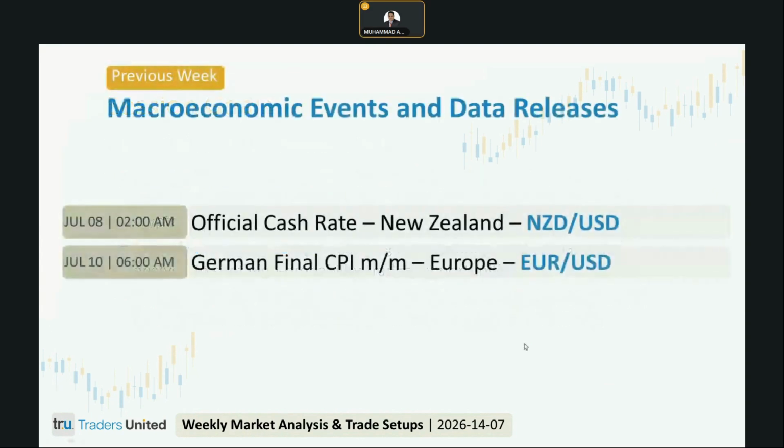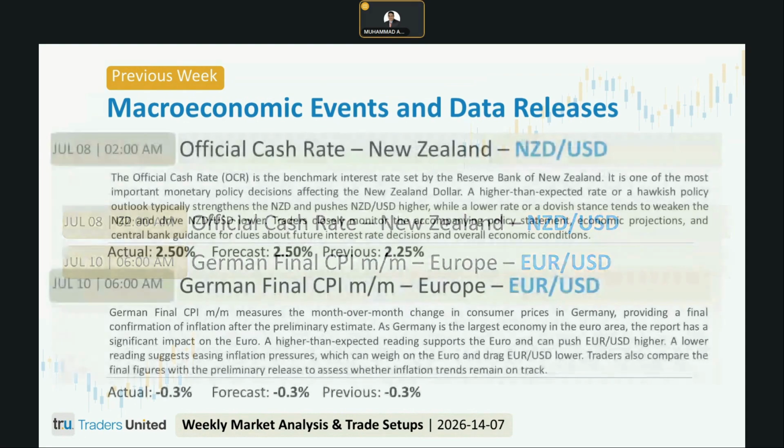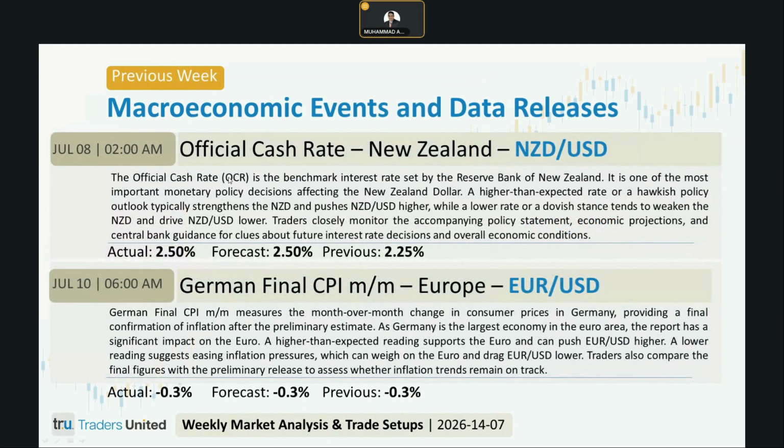Let me talk about macroeconomic events and data releases. I am going to cover previous week fundamental analysis. The first one is the official cash rate in New Zealand, NZD/USD. The second one is the German final CPI, month over month in Europe. And we're going to focus on the euro dollar currency pair. So let's start with the first one. Official cash rate in New Zealand, NZD/USD currency pair. Date and time was July 8th, 2 p.m.